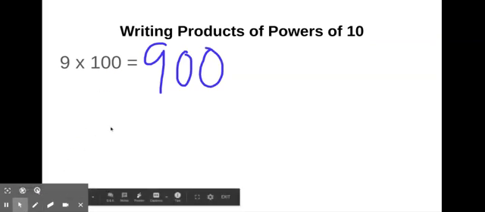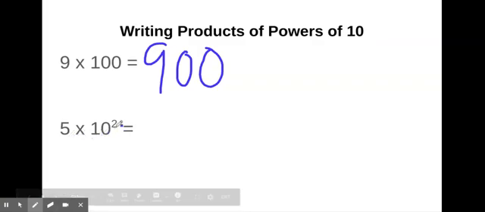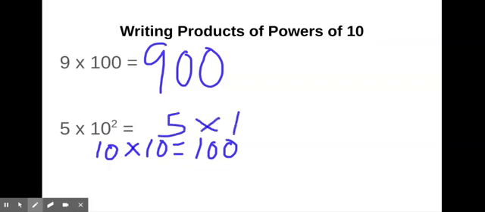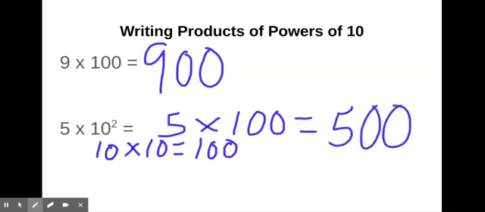Today's work, though, you may see problems like this. So instead of writing out the 100, they've written it as exponents. So 5 times 10 to the second power. Well, we know that 10 to the second power is the same as writing 10 two times. So 10 times 10 equals 100. So this problem is actually saying 5 times 100. 5 times 100 is 500.